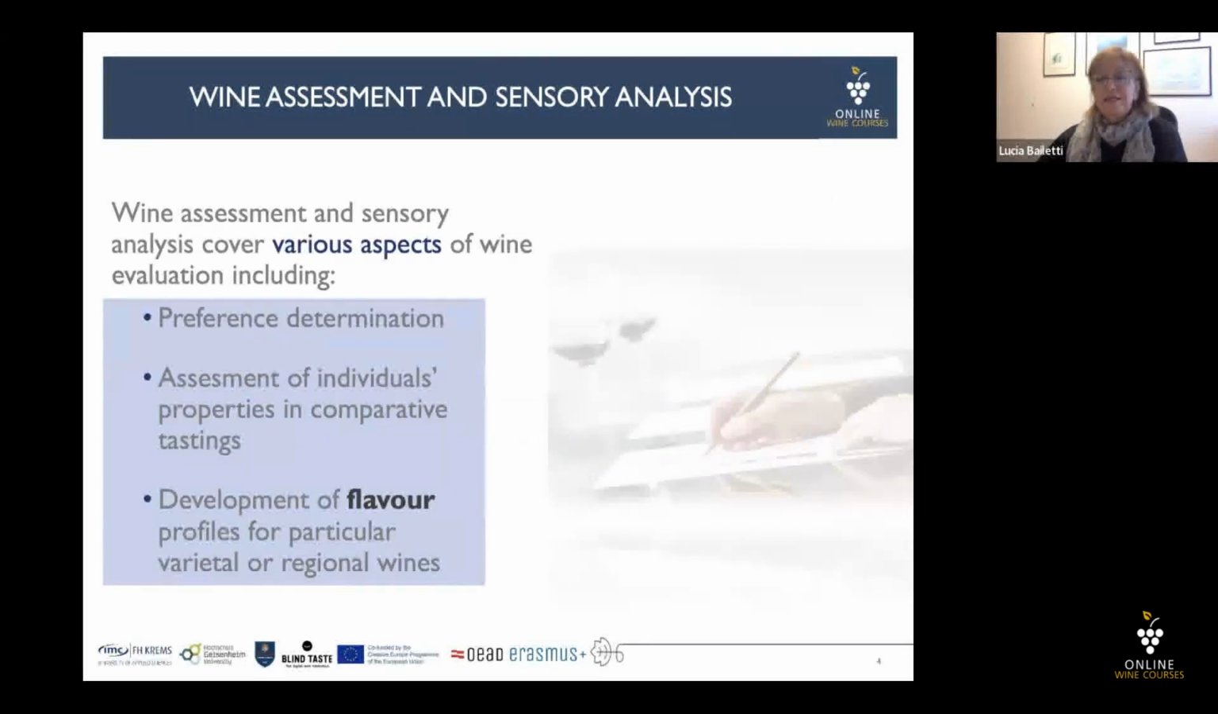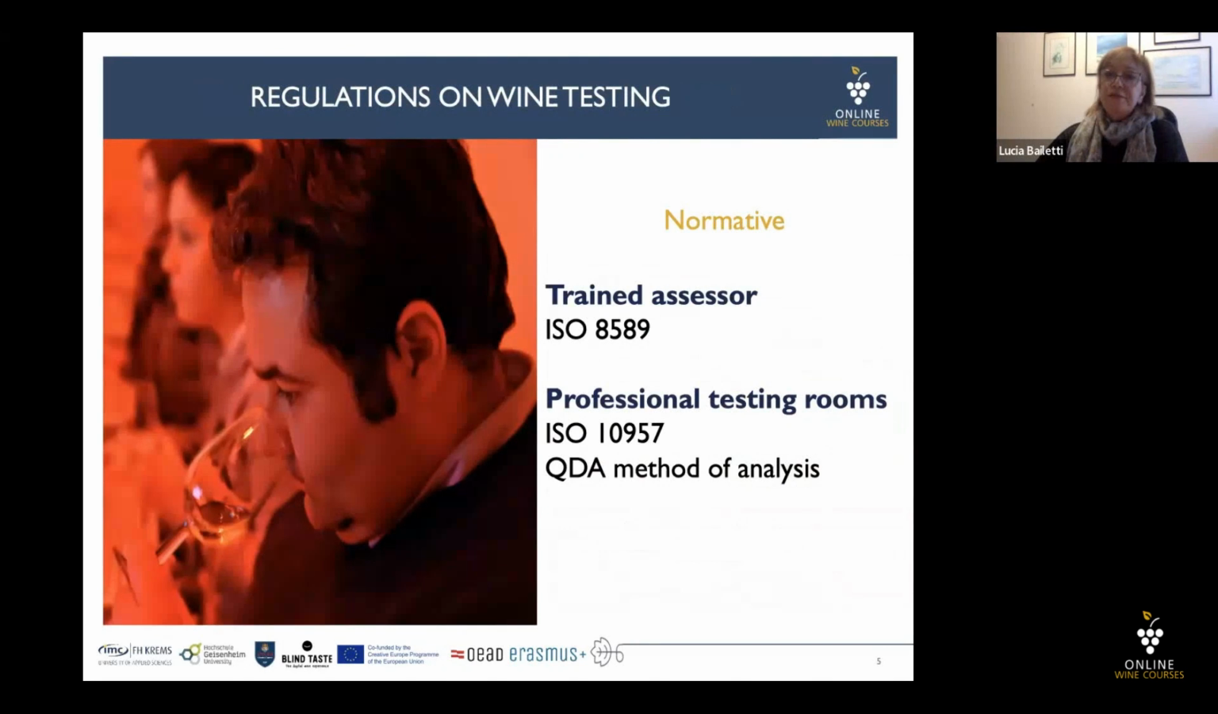Wine assessment and sensory analysis cover various aspects of wine evaluation, including preference determination, assessment of individual properties in comparative testings, or development of flavor profiles for particular varietal or region wines. Sensory analysis has regulations, for example, for training assessors, professional testing rooms, the laboratory, the panel leader, and quantitative or qualitative methods. So there are norms, for example, in Europe, the ISO.